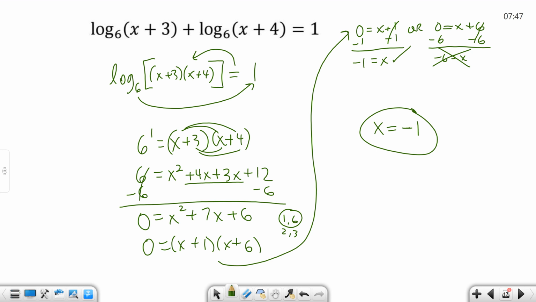All right, negative 1. And the reason is I cannot take the log of a negative value, and that's what's happening here. If I plug in negative 6, I get a negative here. Or if you plug it in here first, you get a negative, but you don't have to plug it in both. If you get a negative at any point, it's no good. All right?